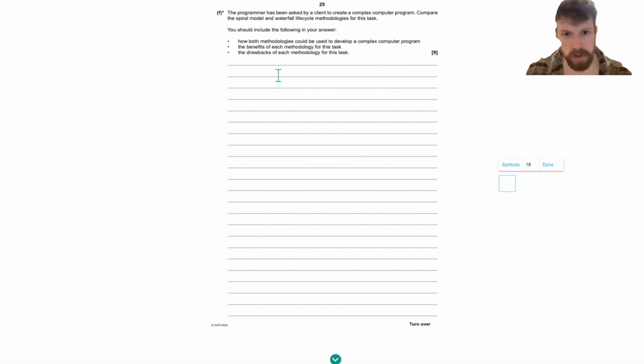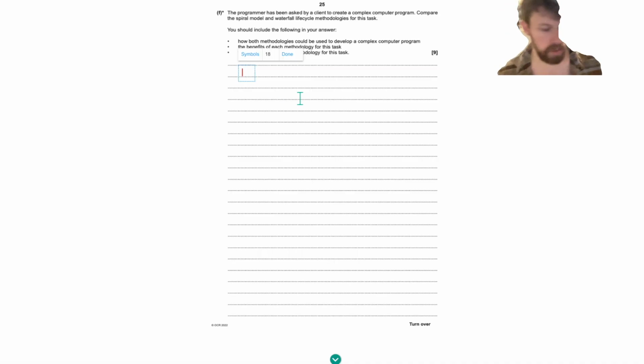So obviously functional, the benefits of each methodology for this task, the drawbacks for each methodology for this task. So we're just going to go through each of those. So again, the first paragraph is going to be so important just to outline that you actually understand what each of those things are. So I'm just going to make some points about waterfall.